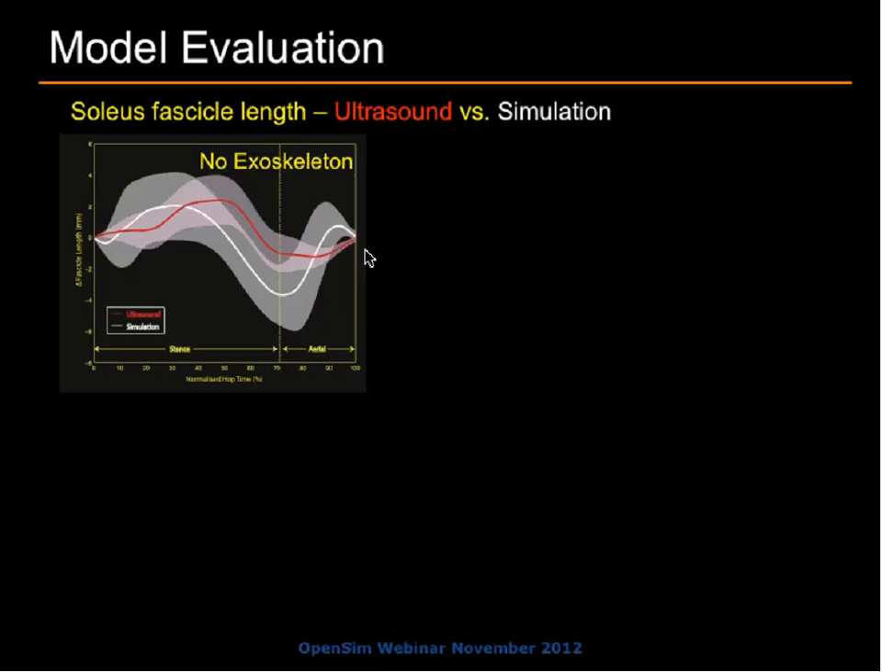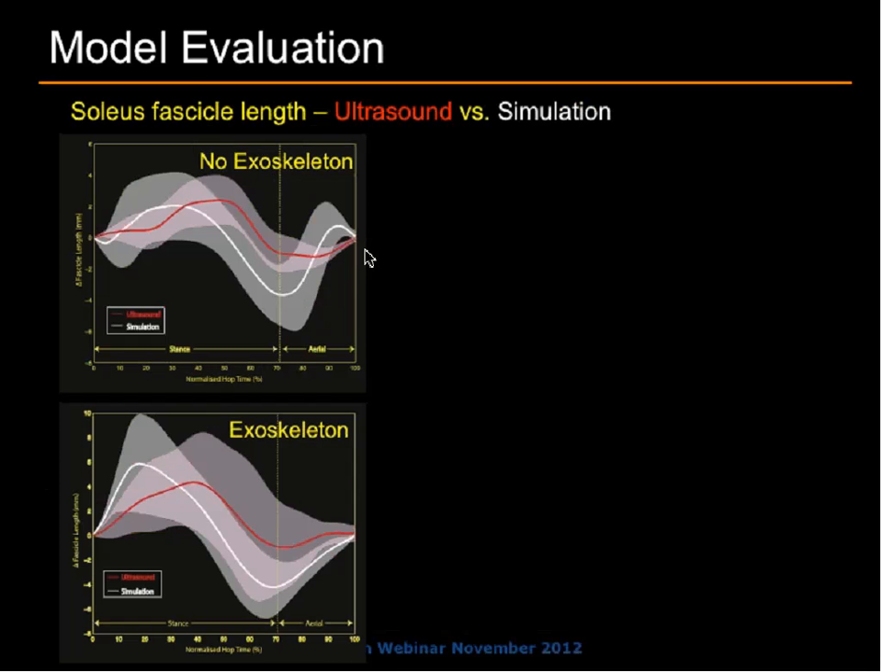So what you can see here in both of these graphs, for the no exoskeleton and the exoskeleton condition, are plots of soleus fascicle length as measured by ultrasound imaging, normalized to hop time, plotted for all 7 subjects. This is the mean of all 7 subjects. And the white line represents the soleus fiber length predicted from the muscle tendon dynamics simulations.